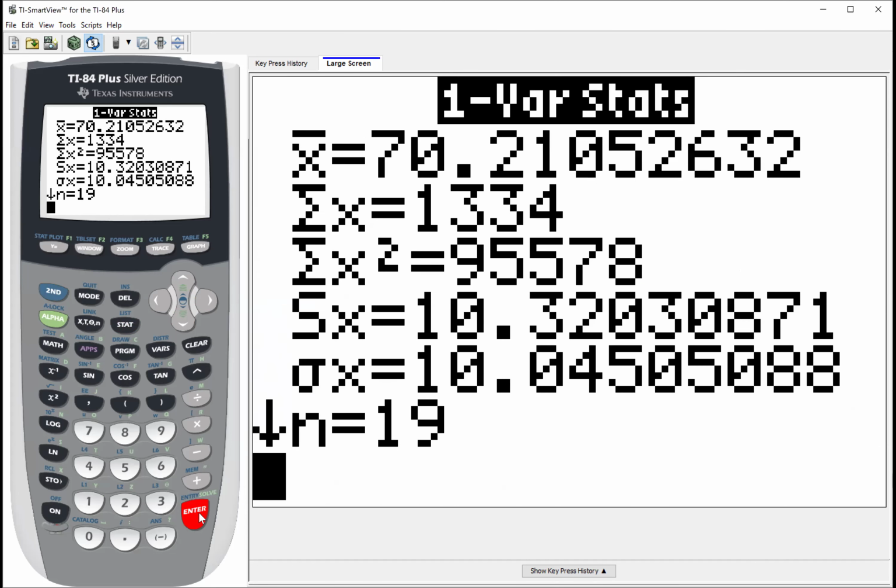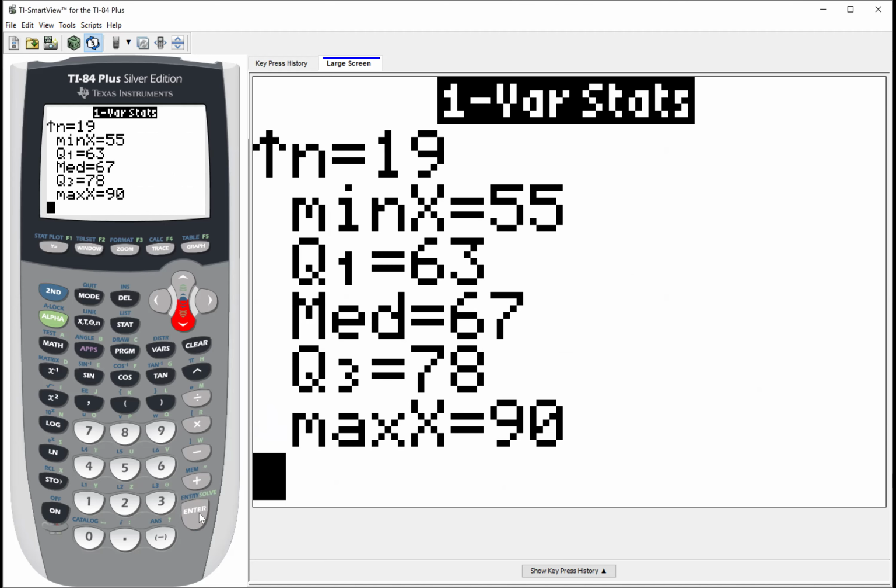And we're going to get this familiar output, right? With the mean, the standard deviations, so on and so forth. If you scroll all the way to the bottom, you're going to see your 5-number summary. It starts with min x, which is 55, Q1, which is 63, the median, which is 67, Q3, which is 78, and the max, which is 90. And these are the exact values that we got when we did it by hand.